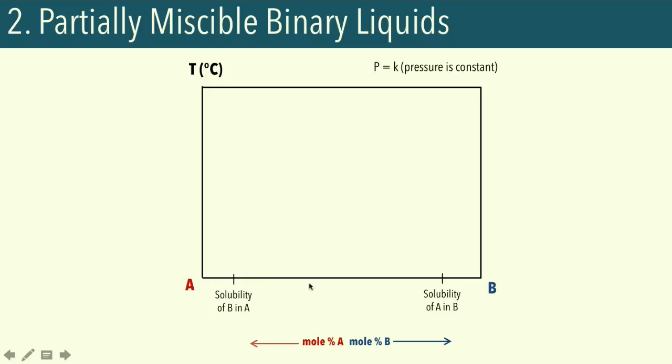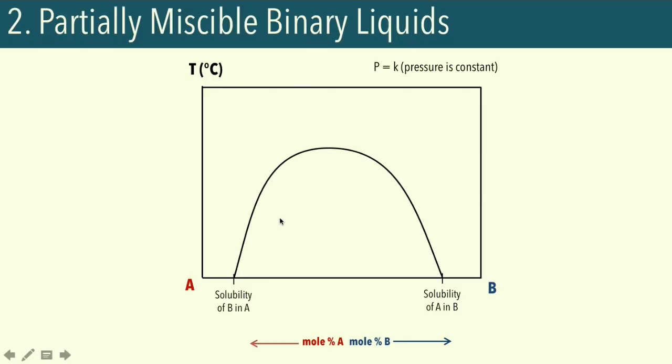So we could investigate the effect of temperature on these corresponding solubilities. Overall, as we increase the temperature, we expect that the corresponding solubilities of A in B and B in A are going to increase. That means we could dissolve more A in B and B in A. So we expect to see this type of curve over here.